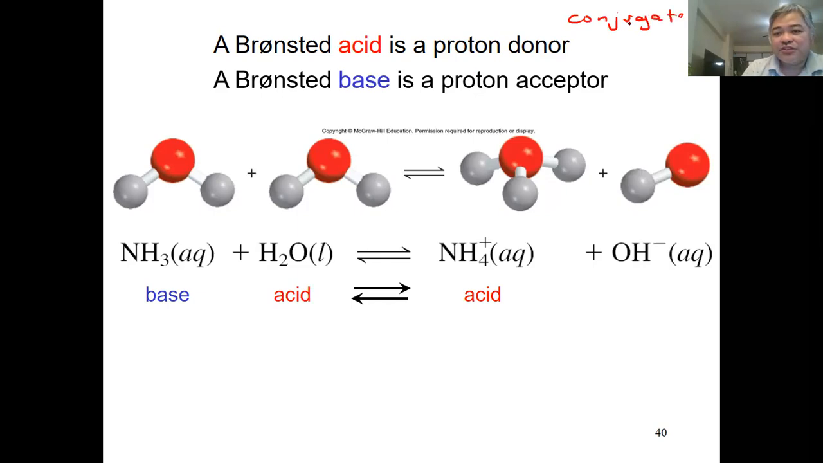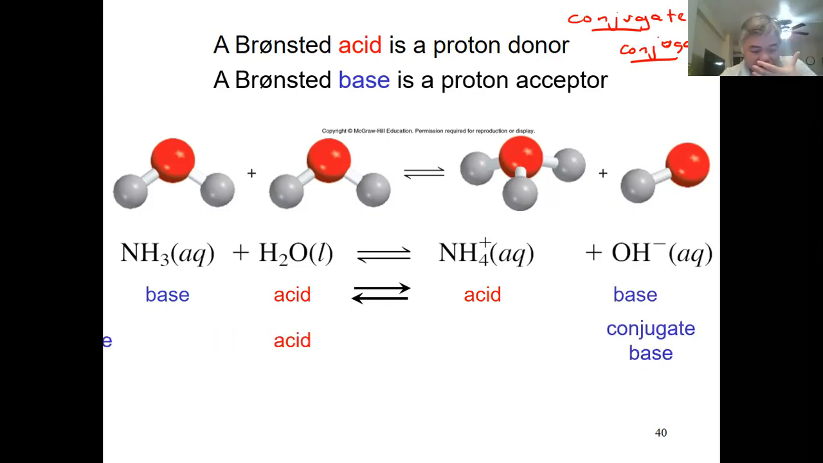Where did you hear the word conjugate? The root word is what? Conjugal. What does it mean if it's conjugal? Usually husband and wife. I think that's the one that they have. Okay? Now, the conjugate acid would always have one hydrogen more. And the conjugate base would always have one hydrogen less.